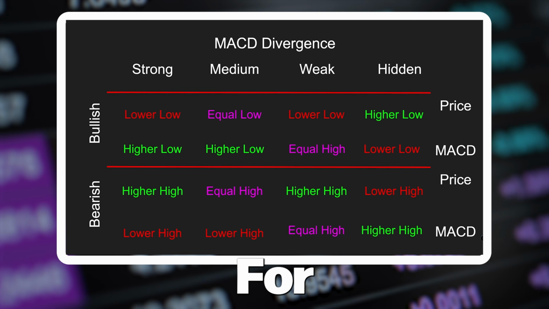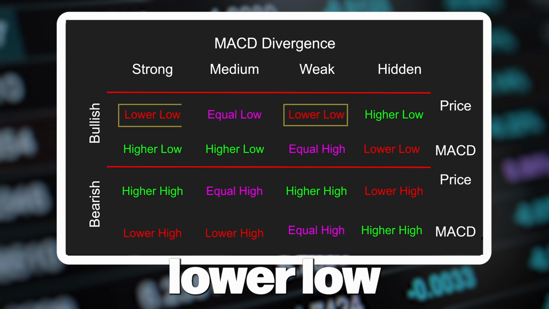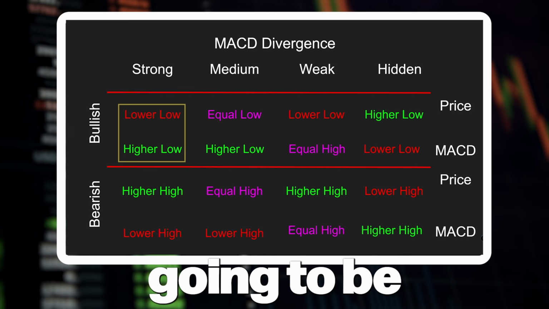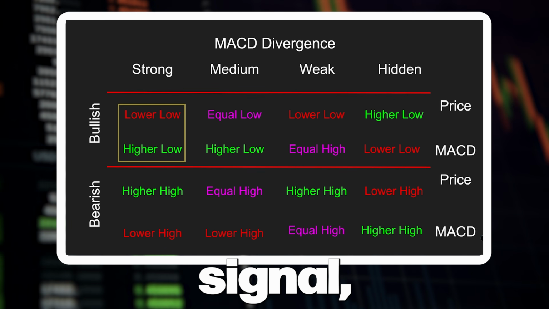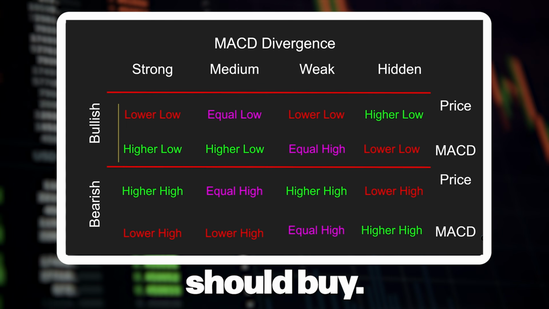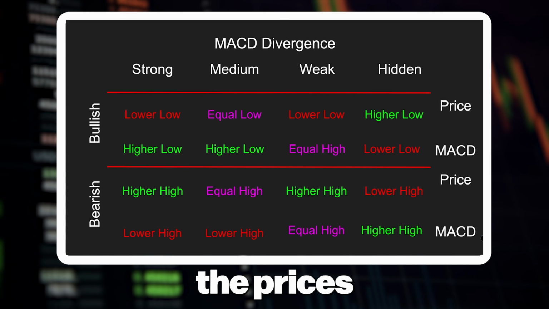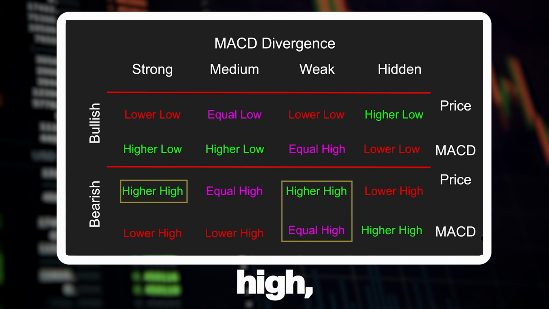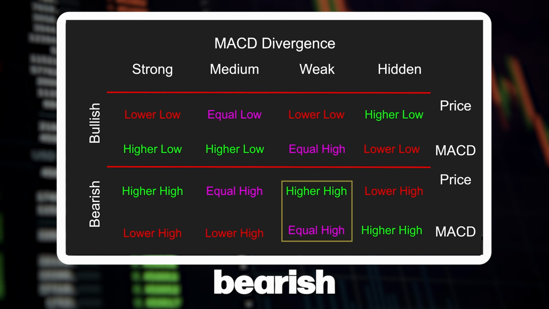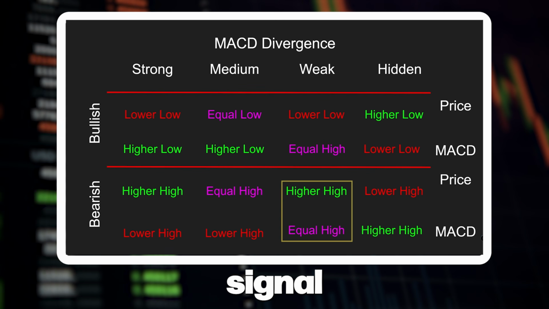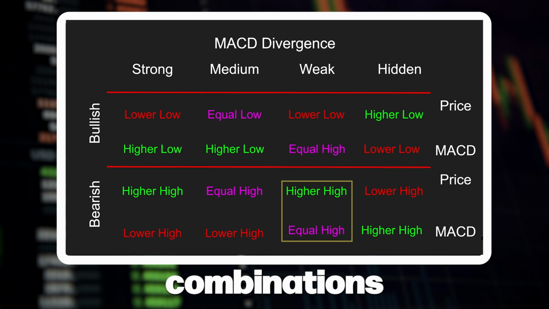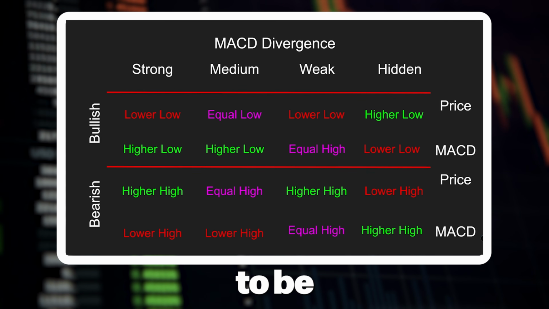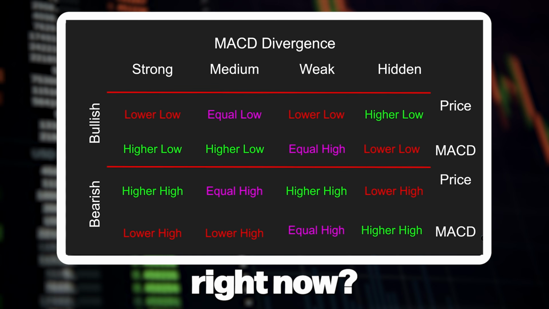For example, if you have a lower low for the price, but you also have the MACD making a higher low, that's going to be a very strong bullish signal, which is going to signal that you should buy. On the other hand, if you see the price is making a higher high, but the MACD is making an equal high, that means you're looking at a weak bearish divergence, which is actually a sell signal. So you can use a lot of these combinations to determine, hey, is there something I should know? Is there a reason for me to be buying, or is there a reason for me to be shorting right now?